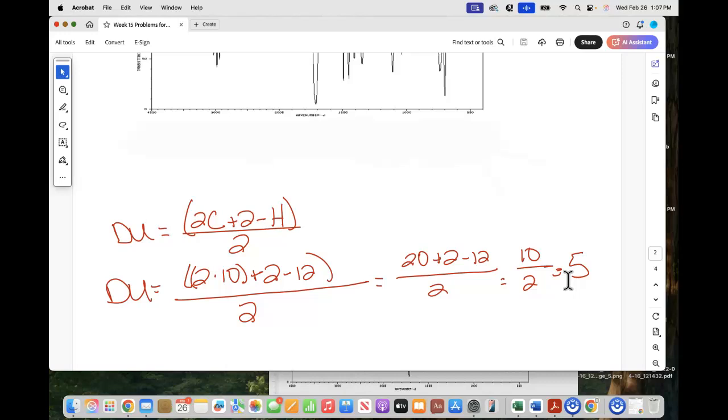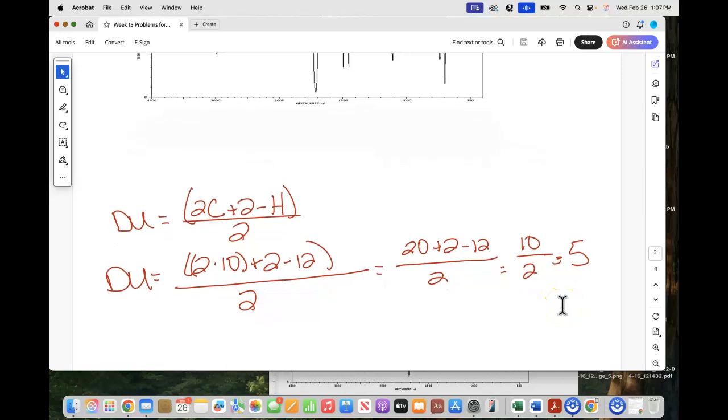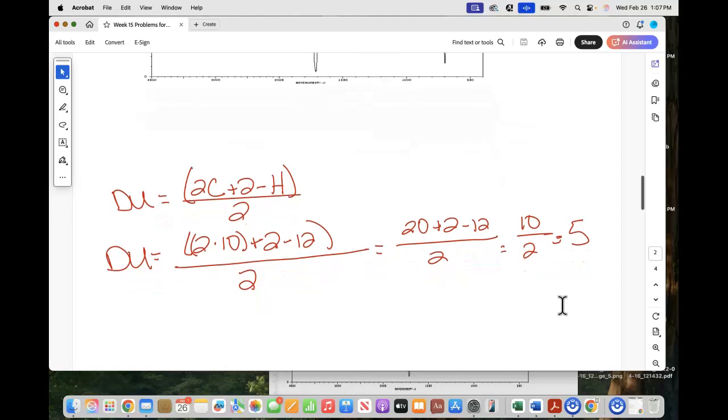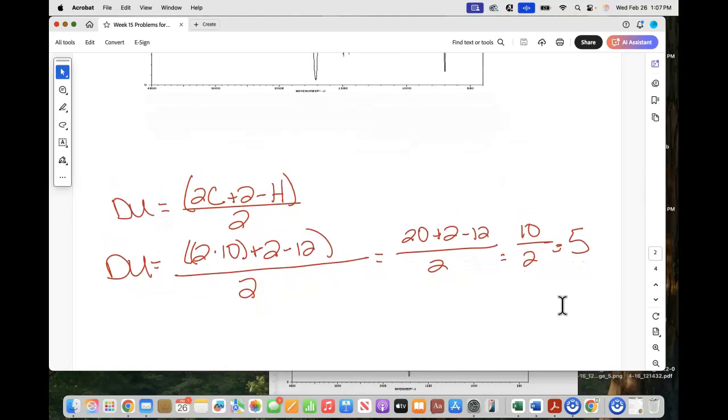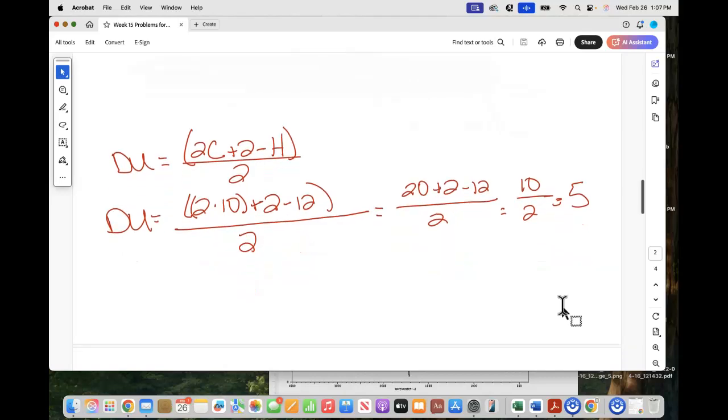So a DU of 5 suggests the presence of multiple rings and/or double bonds. Since a benzene ring alone accounts for 4 DU, the remaining 1 DU indicates an additional unsaturation, likely a carbonyl functional group.